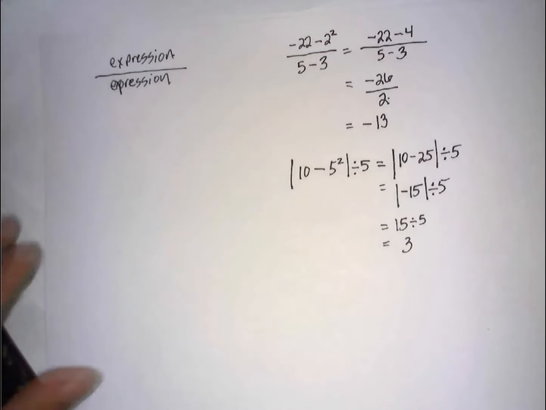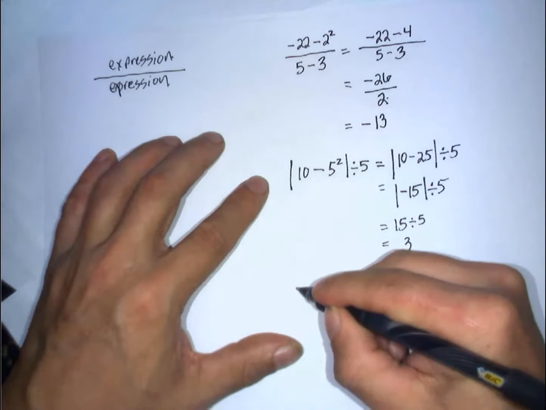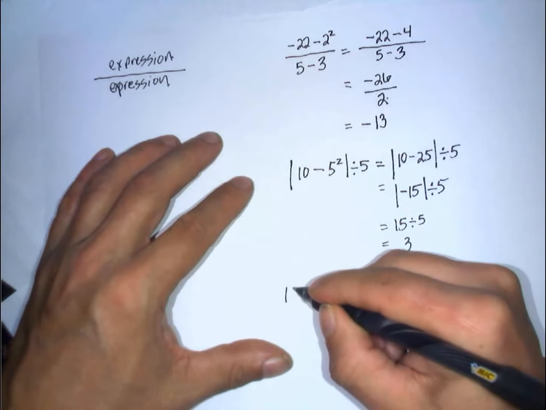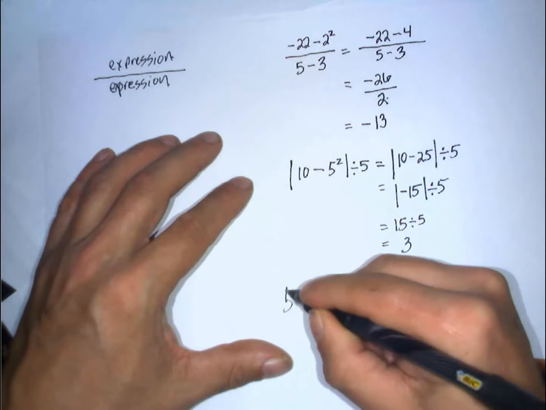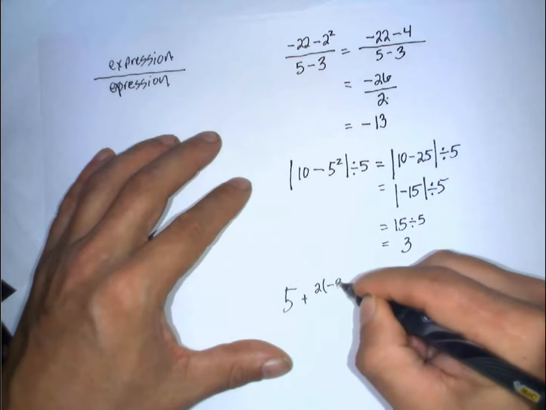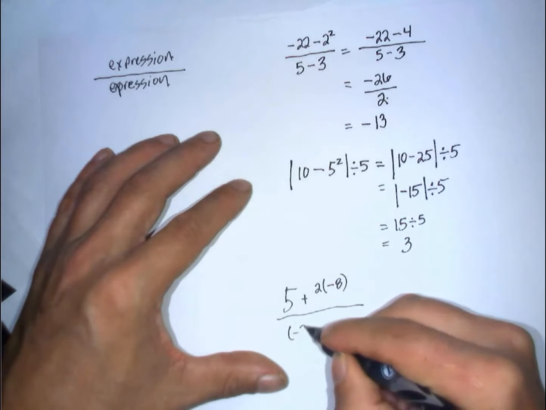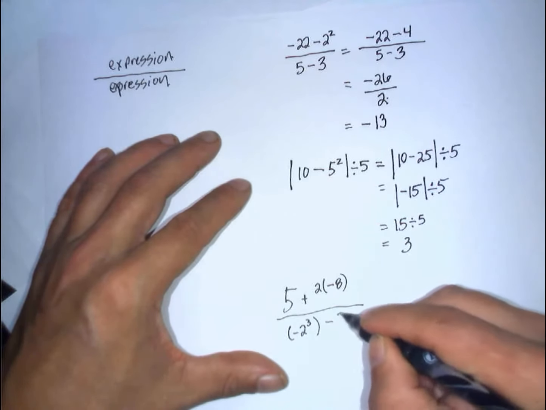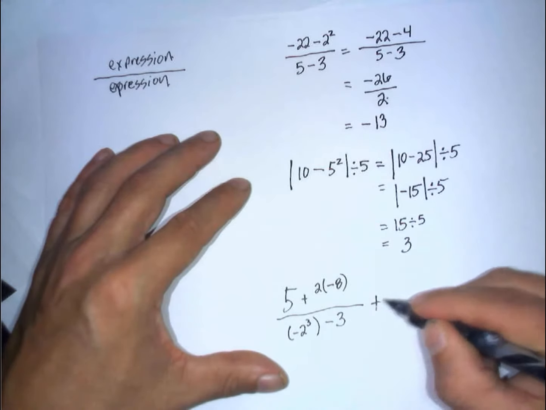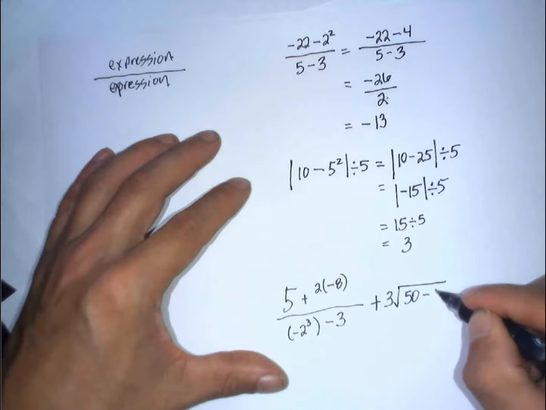Okay, we've got to do one with the square root. How do we treat square roots? Let's do 5 plus 2 times negative 8, divided by negative 2 cubed minus 3, plus 3 times the square root of 50 minus 1.